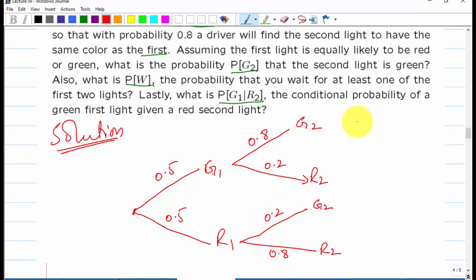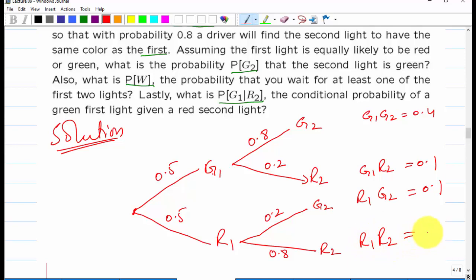Here, obviously, the final probabilities will be the products. G1 G2 will be 0.4, G1 R2 will be 0.1, R1 G2 will be 0.1, and R1 R2 will have the probability of 0.4.